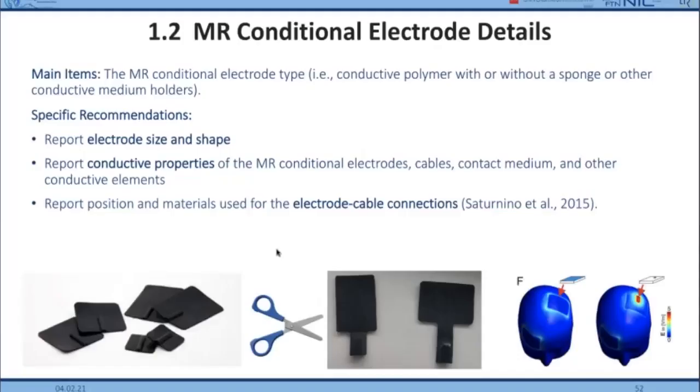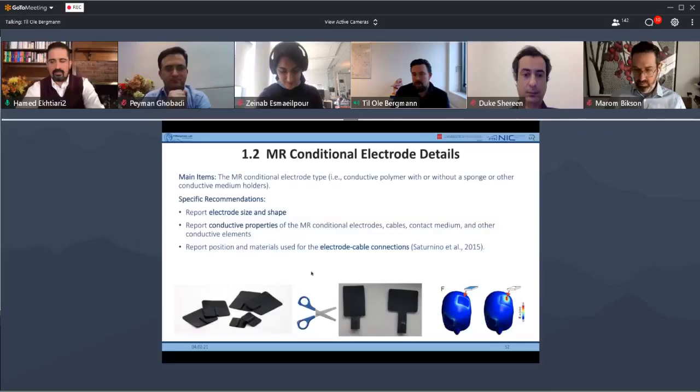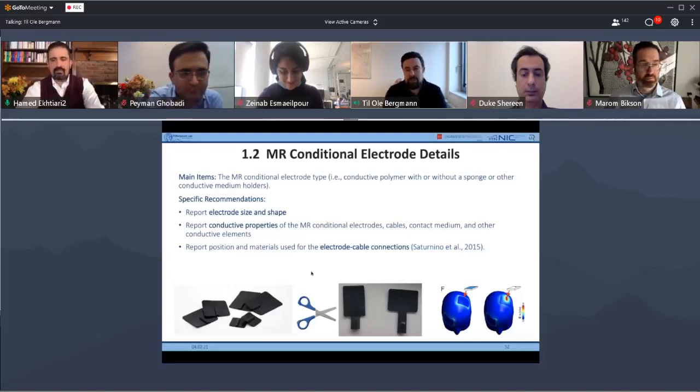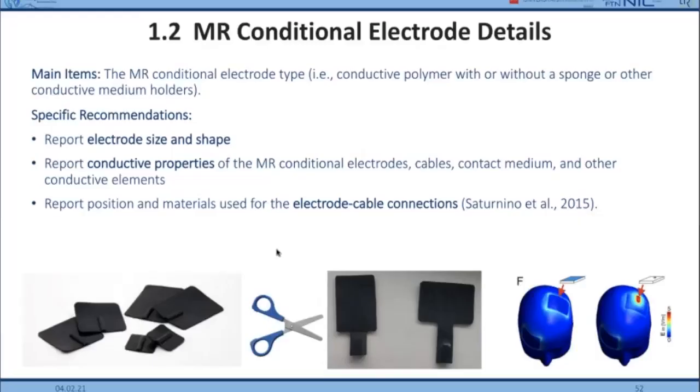And of course, also the position and the materials of the electrode cable connections are important, as has been shown by Saturnino et al. Modeling these aspects and showing that the position where this metal connector is actually plugged in at the electrode can strongly influence the homogeneity of the electric field in the electrode and then on the skin. So this is something that's hardly ever described, but can make a difference.